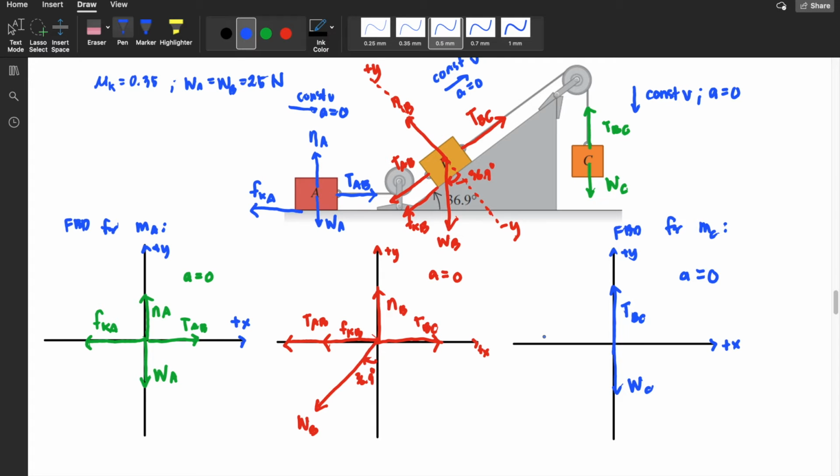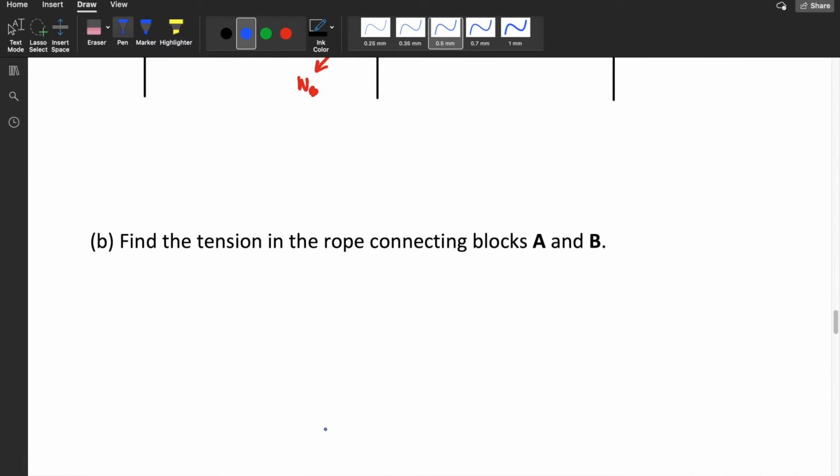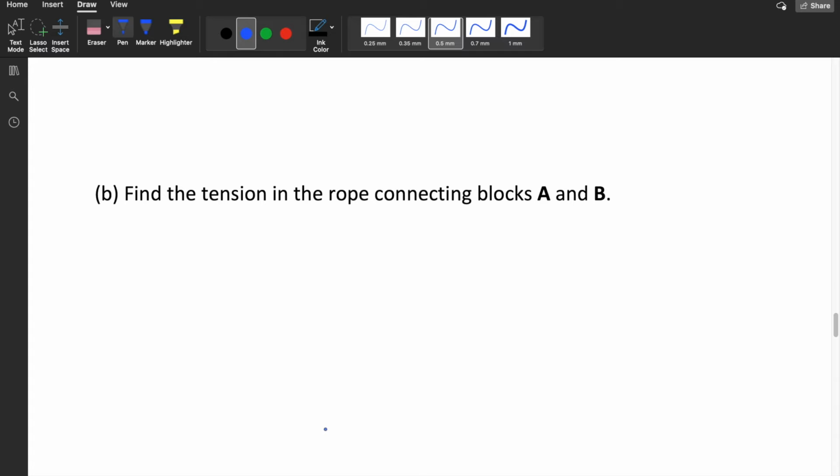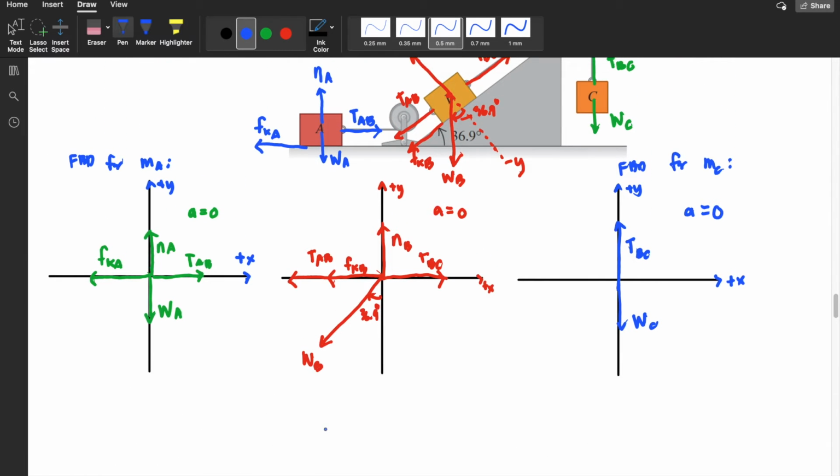So next, what you will do is evaluate the vectors to see whether they lie along X or Y, so you have an idea which ones need components. Basically, WB needs the component method. But let's proceed to letter B and what it asks. For letter B, find the tension in the rope connecting blocks A and B. So it's asking for the value of the tension TAB.